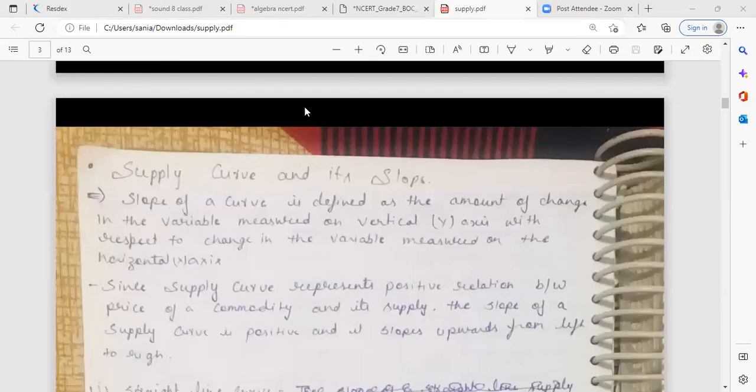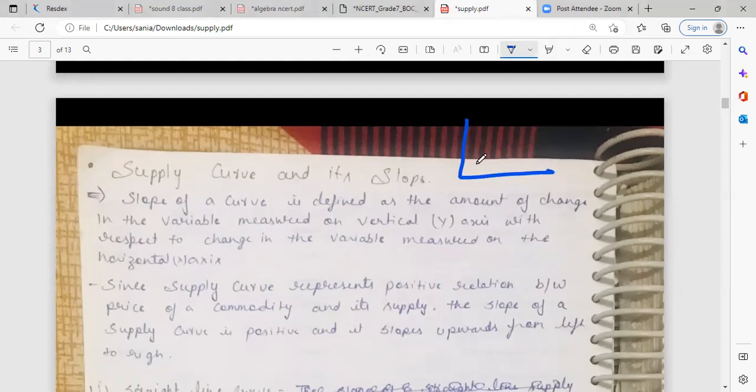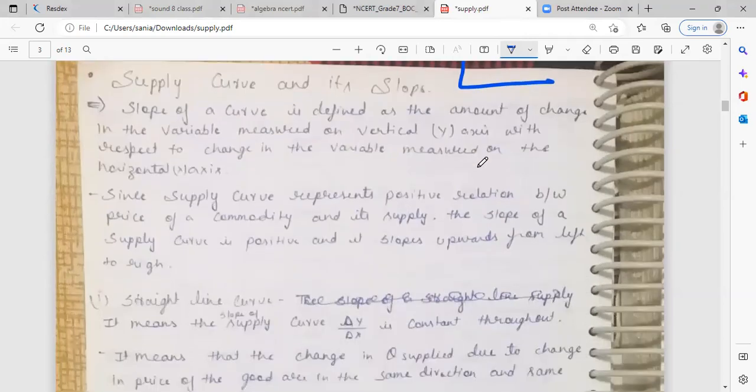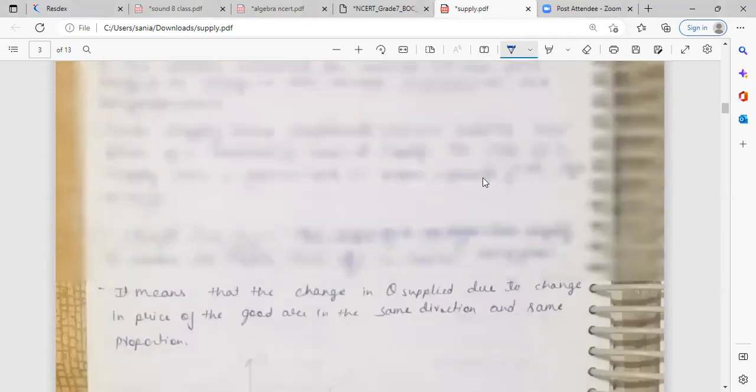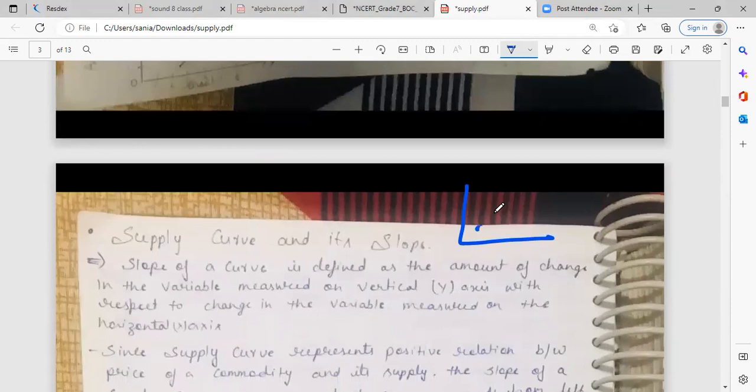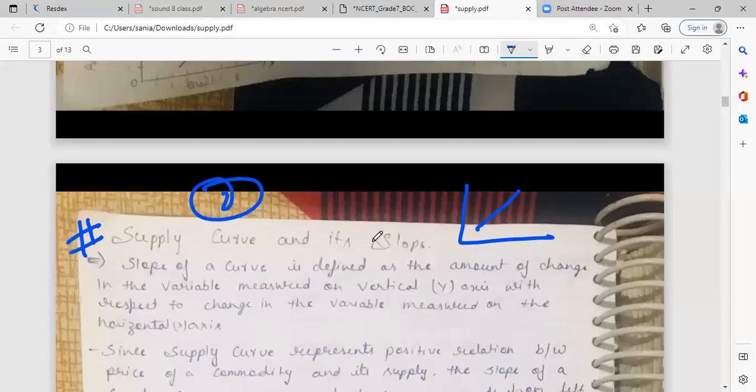Okay, so if in general I ask you how a supply curve looks like, you will simply say that the supply curve looks like this. For example, this is your axis, and the supply curve goes like this, upward. Okay, this one. In general, you have two slopes. Let's just discuss: what is this? Hashtag supply curve and its slope.